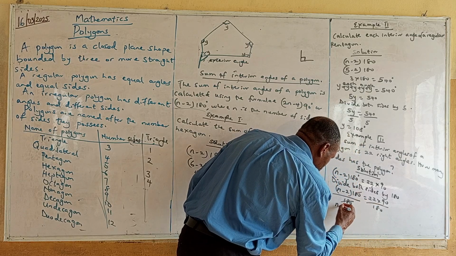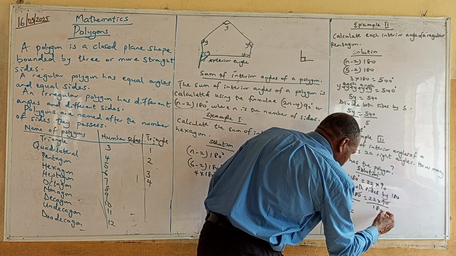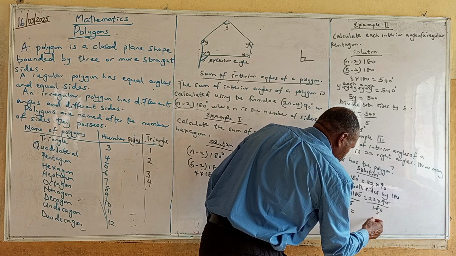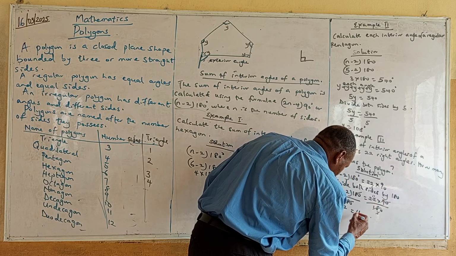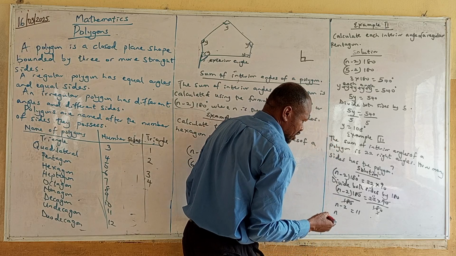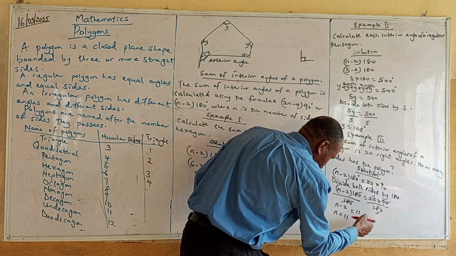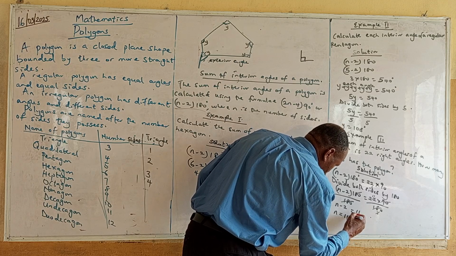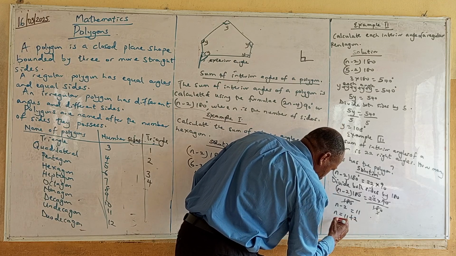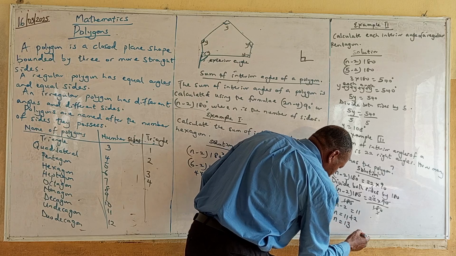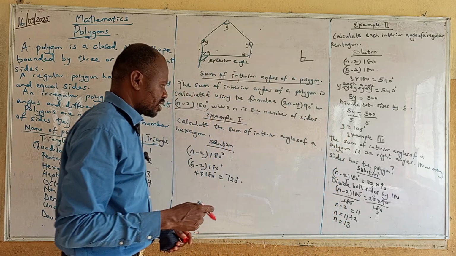This one cancels this. So I have n minus 2 equals 11. I will now collect like terms: n will now be 11 minus 2, crossing the equal sign becomes plus 2. So n equals 13. So the number of sides is 13.